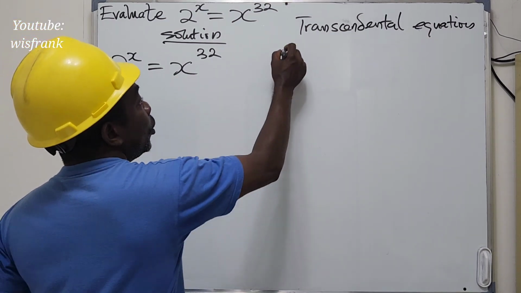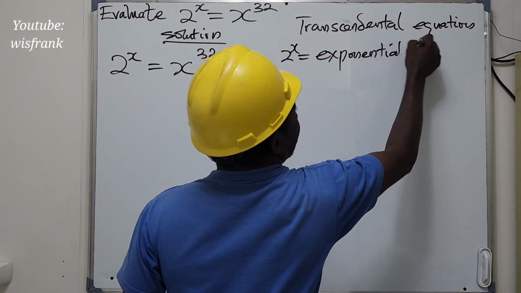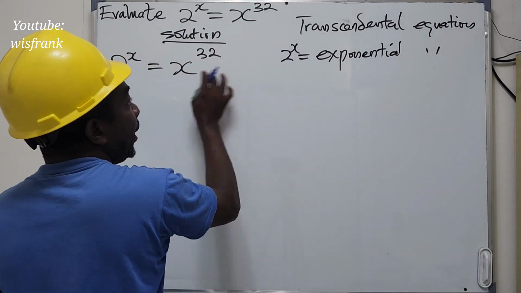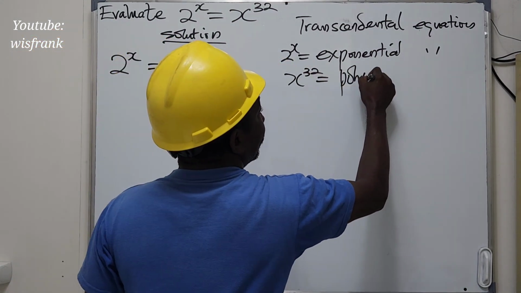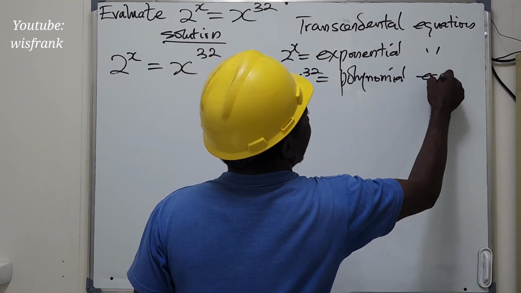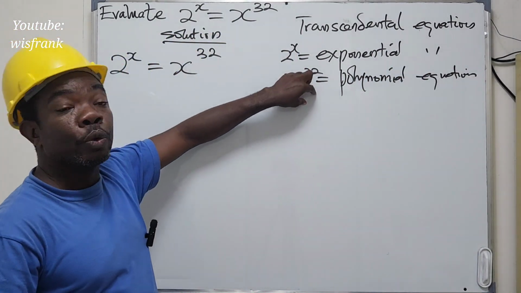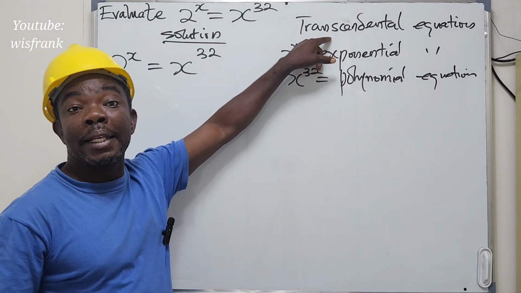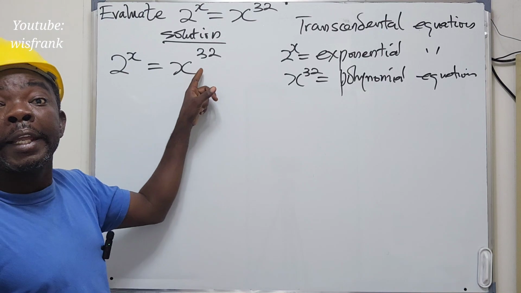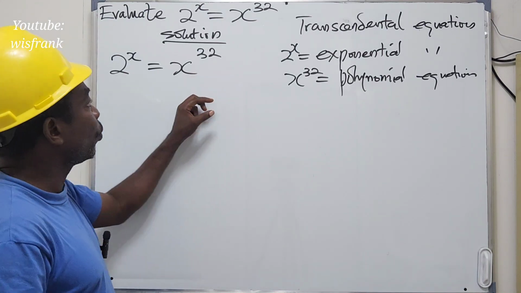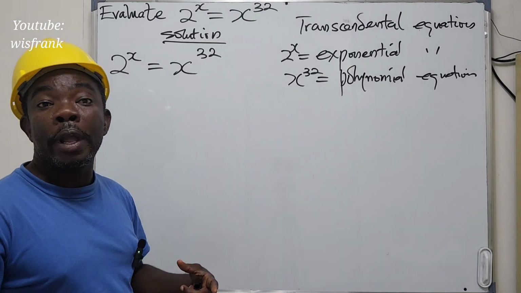So we have this, 2 to the power of x, is an exponential equation. And here we have x to the power of 32, which is a polynomial equation. So the combination of these two equations gives us a transcendental equation. And this polynomial equation is of degree 32. So how are we going to solve for the value of x when we have such an equation?